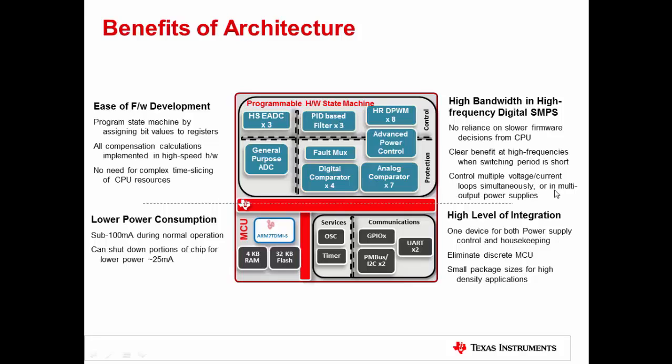A second benefit is that this architecture allows designers to develop high-bandwidth, high-frequency digital power supplies. With no reliance on slower firmware decisions from the CPU, it is possible to achieve a very high bandwidth power supply using the hardware state machine. This benefit becomes even more obvious and attractive at high frequencies when the switching period is very short, and so is the calculation time for the CPU.